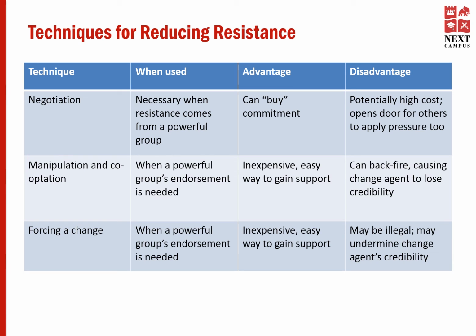The next technique that we are going to discuss is manipulation and cooperation. This is particularly useful when a powerful group's endorsement is needed. The advantage of this particular technique is it is usually an inexpensive, easy way to gain support. However, the disadvantage would be it can backfire, causing the change agent to lose credibility.